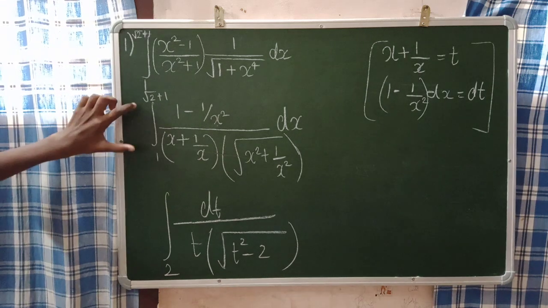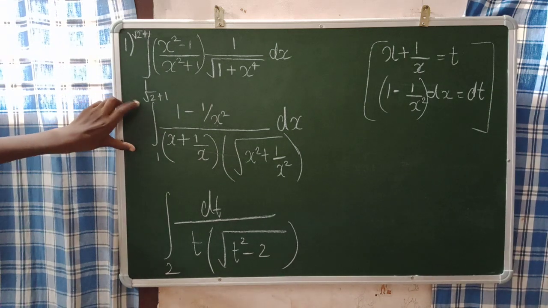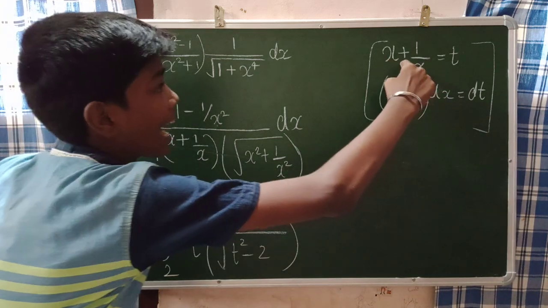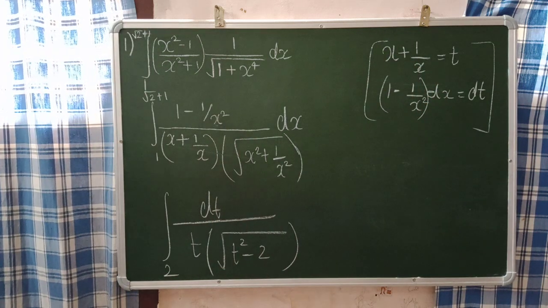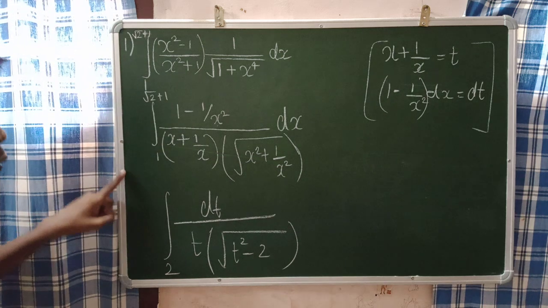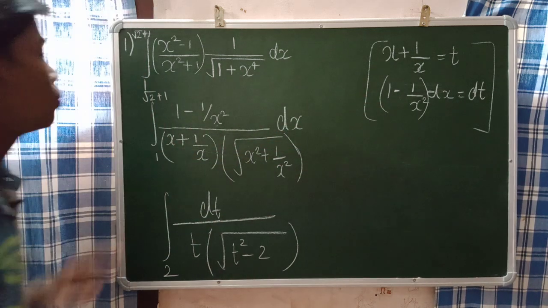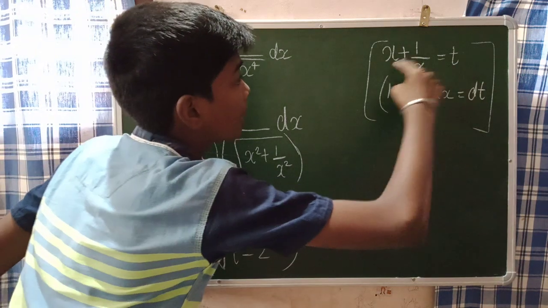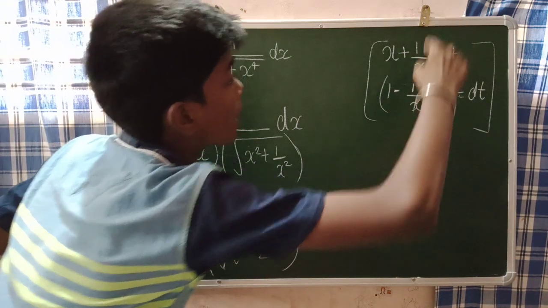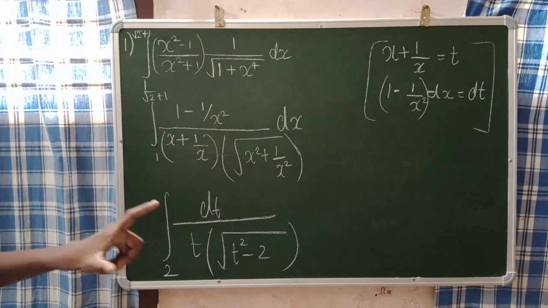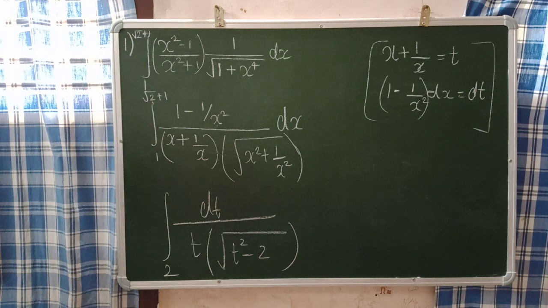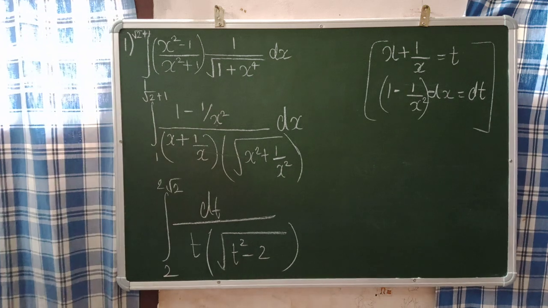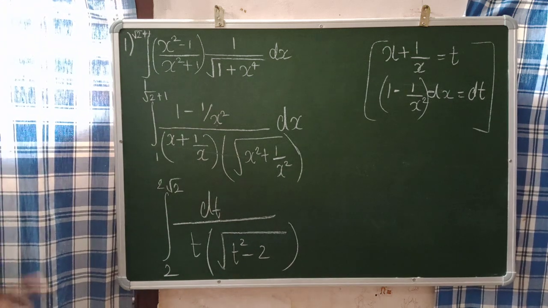Now when you consider the upper limit, your x takes the value of root 2 plus 1. When your x takes the value of root 2 plus 1, your t will be nothing but root 2 plus 1 plus 1 by root 2 plus 1, which is nothing but 2 root 2. This is how the limit changes.